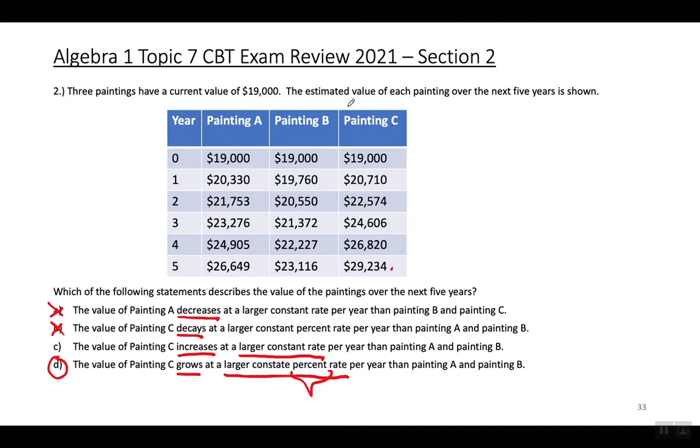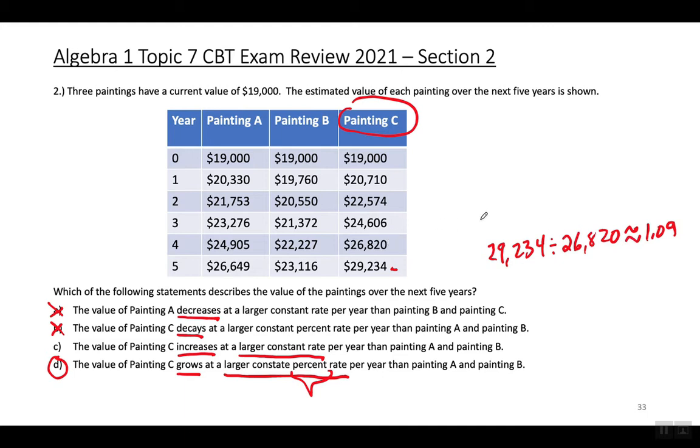So for example, let's just do it with painting C real quick. If I take this number right here, 29,234, and put it in my calculator, and divide it by the previous number, 26,820, let me write it here, 29,234 divided by the previous one, it gives me approximately 1.09. That's what that means, approximately.